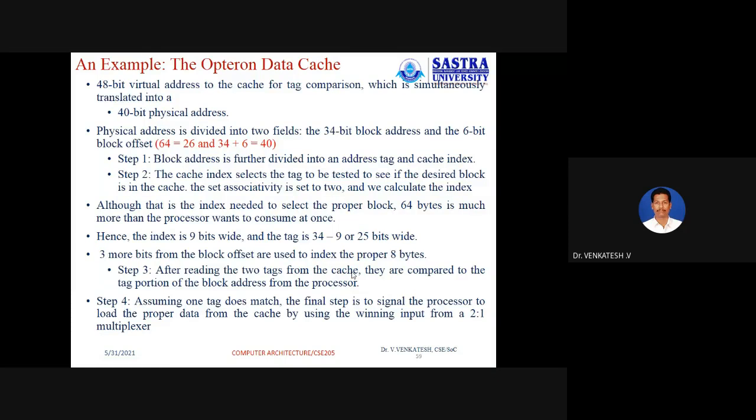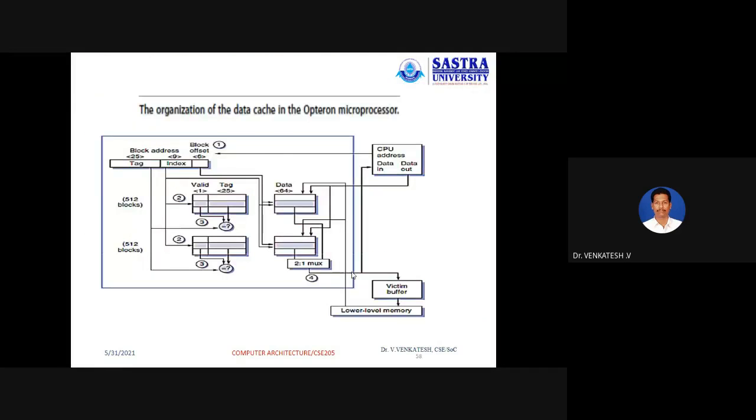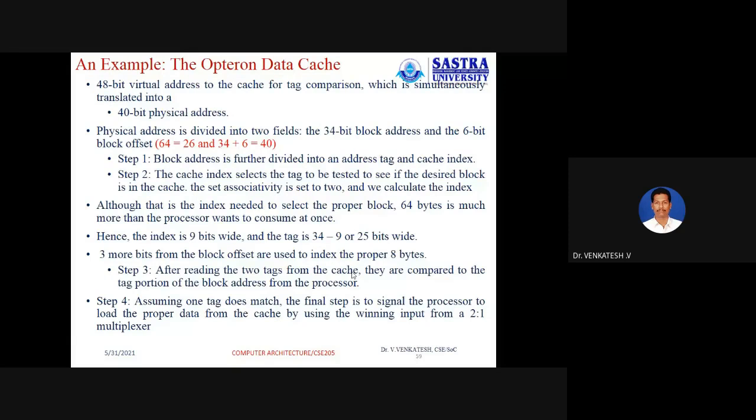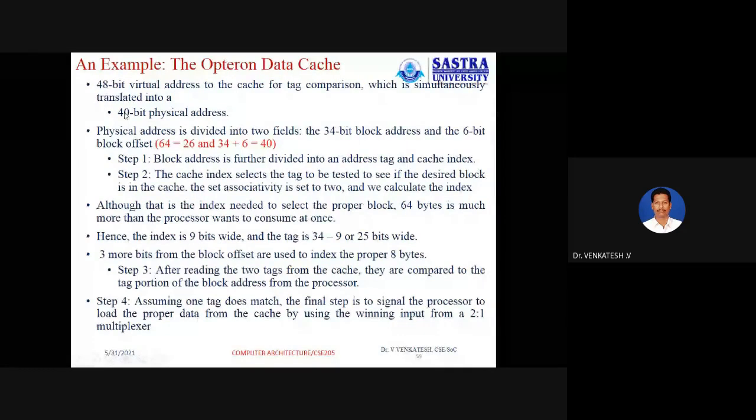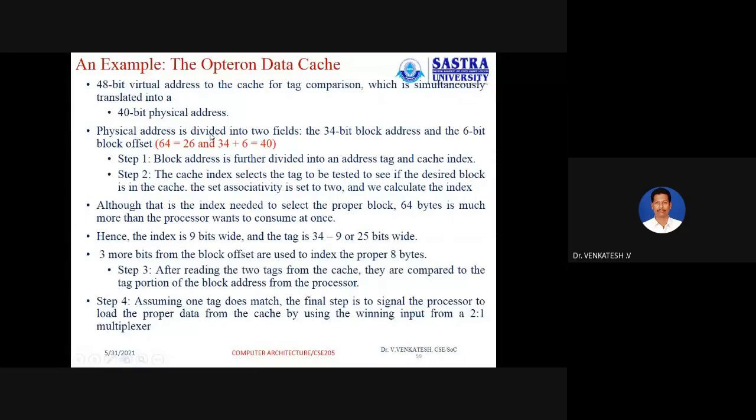For how this diagram is, we are going to give the detailed theory about this particular diagram. So for the Opteron data cache, first you have to remember a 48-bit virtual address goes to the cache for tag comparison, which is simultaneously translated into a physical address. So that 48-bit virtual address is going to be converted into a 40-bit physical address. So we are going to consider 40-bit.